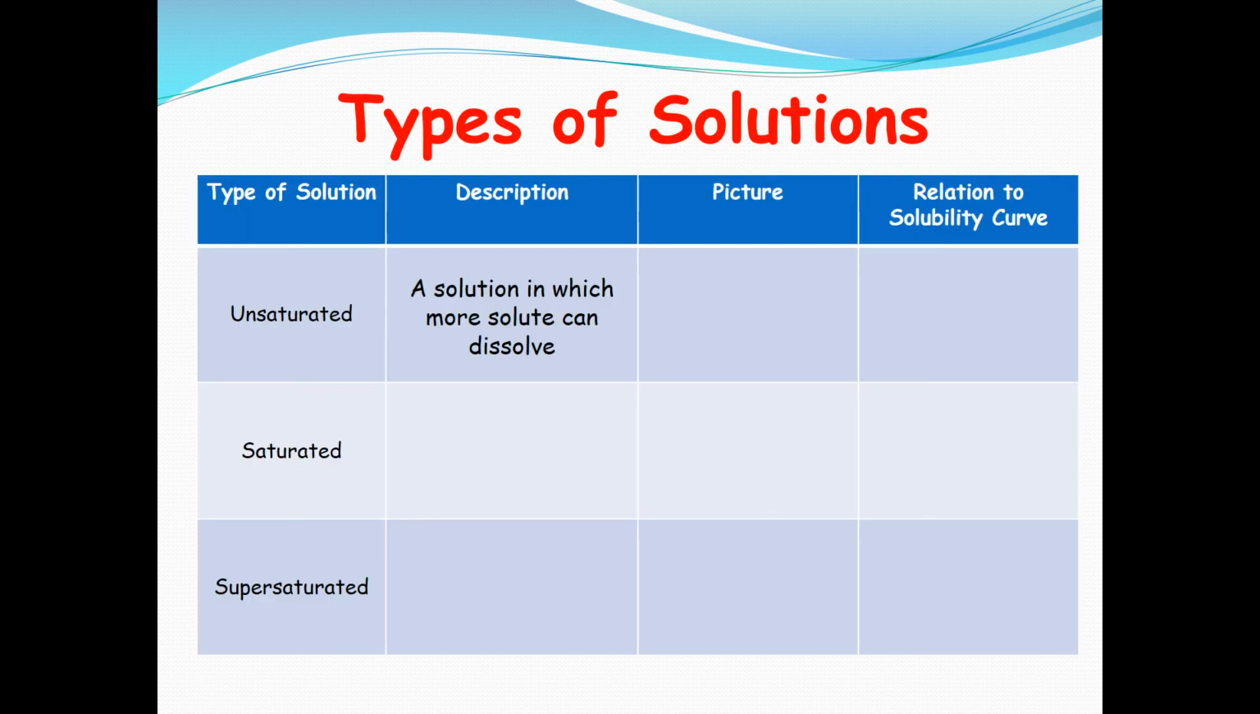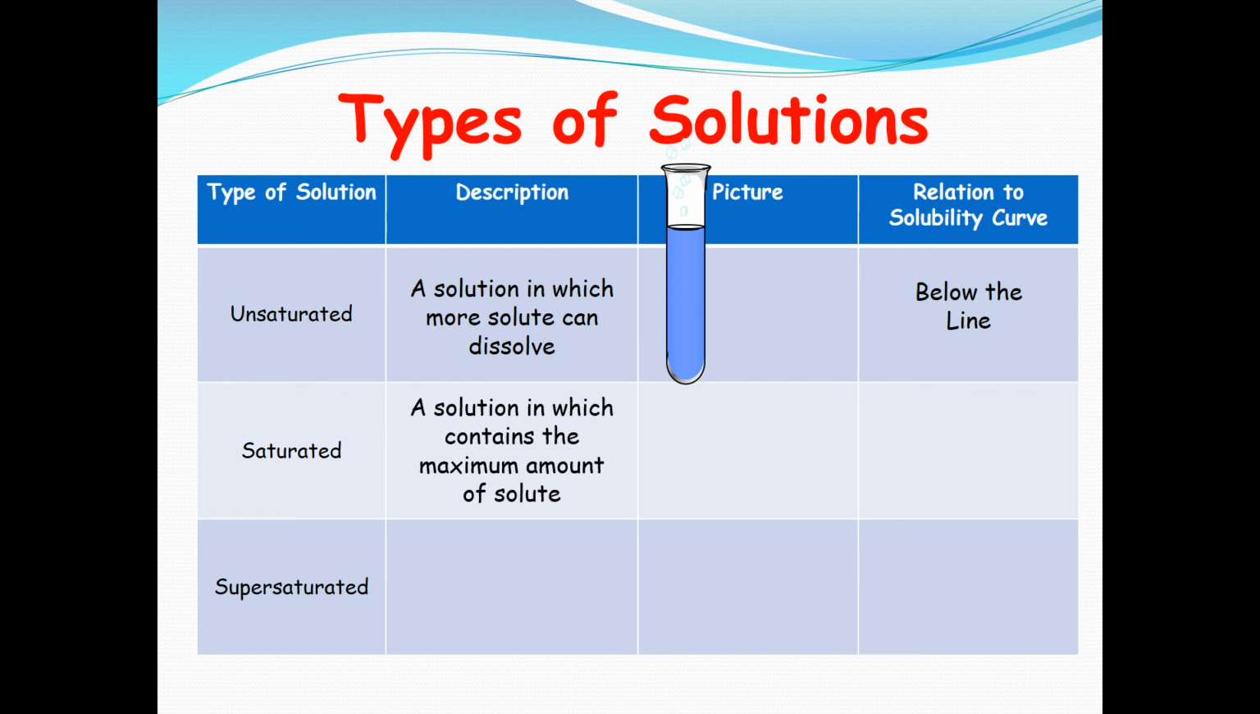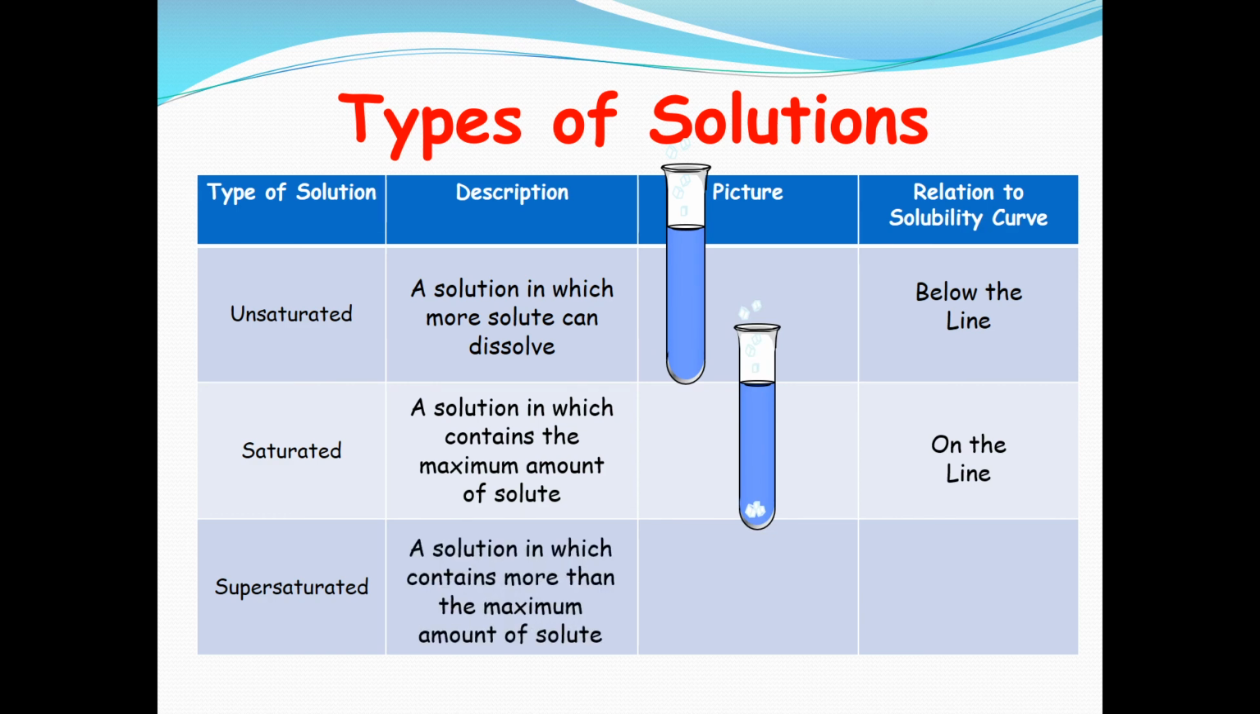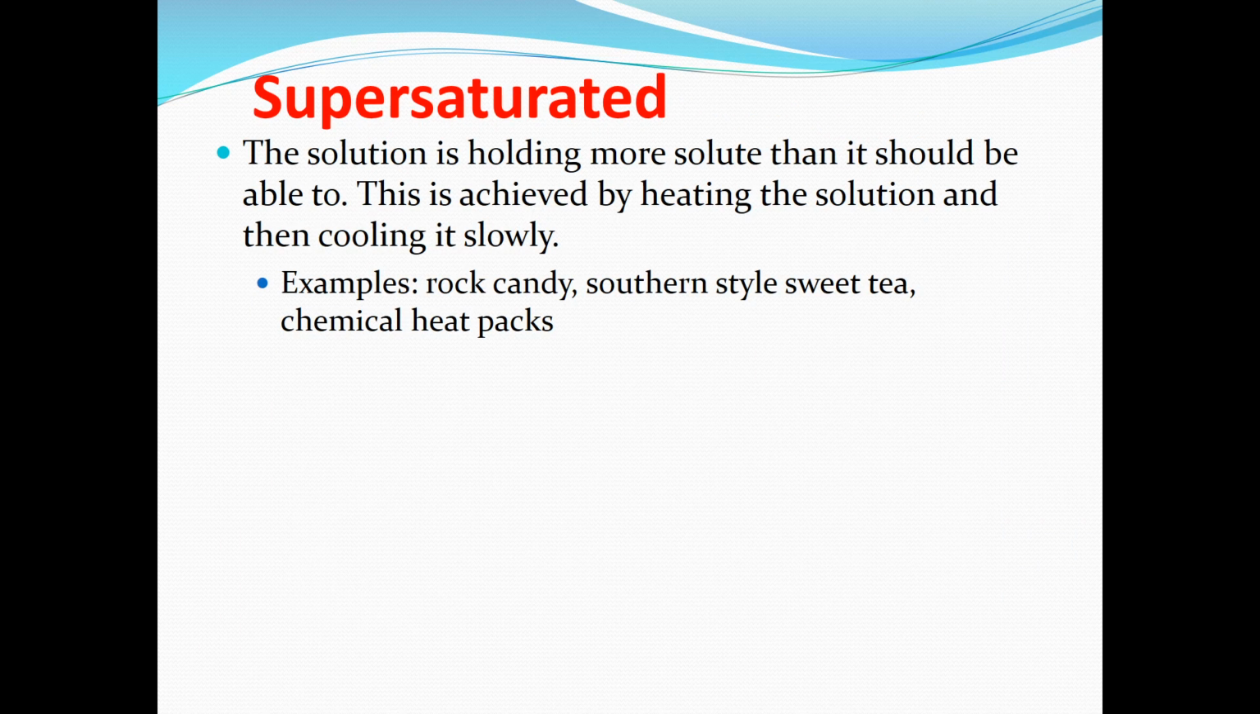So unsaturated is a solution in which more solute can dissolve. It will also be below the line. Saturated is a solution that contains the maximum amount of solute. It will be on the line. And this is referring to how much is dissolved. A solution that contains more than the maximum amount of dissolved solute is supersaturated. So supersaturated is a solution that is holding more solute than it should be.